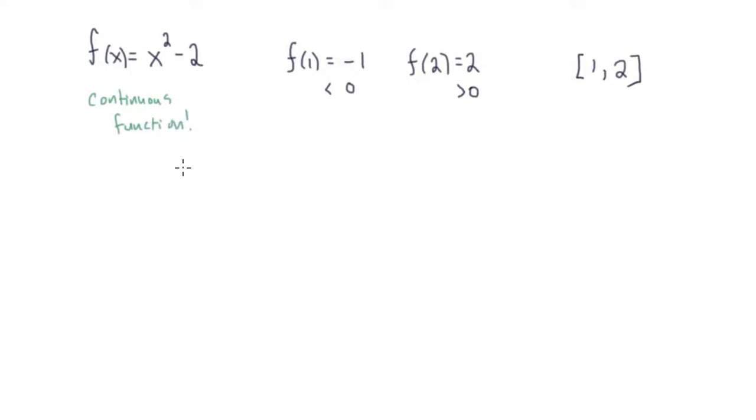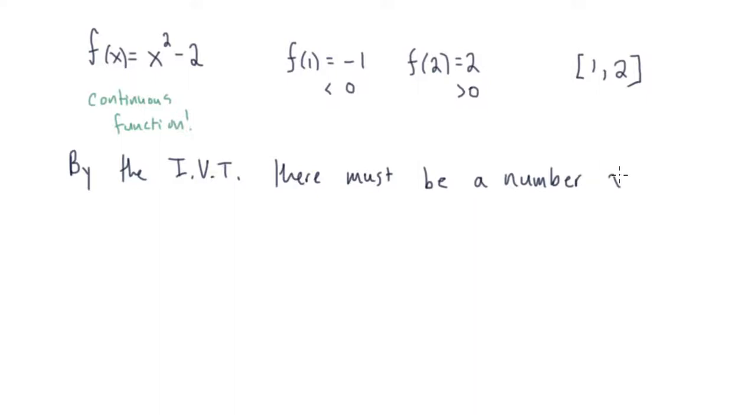what can we conclude? Well, we can conclude that because f of 1 is negative and f of 2 is positive, by the intermediate value theorem, there must be a number, and we're going to call this number x star, between 1 and 2, such that f of x star is equal to 0.